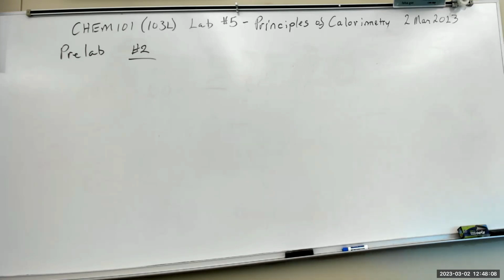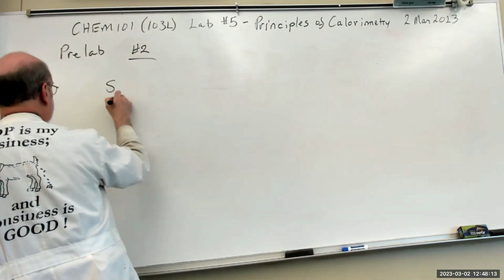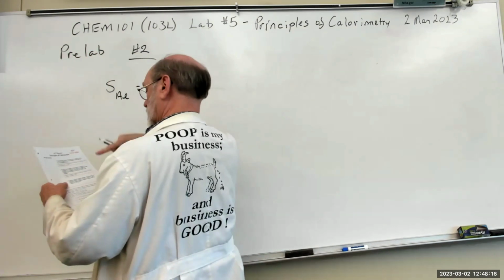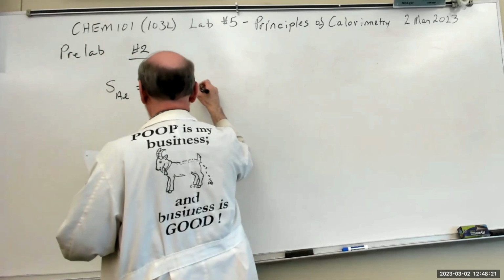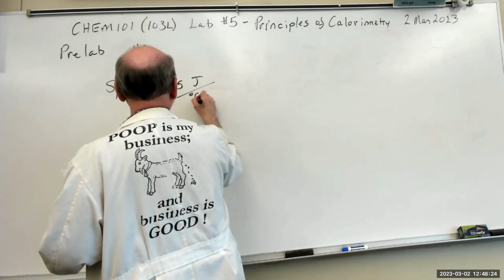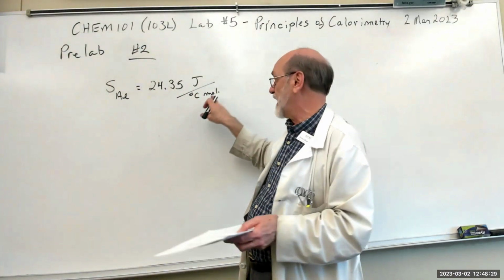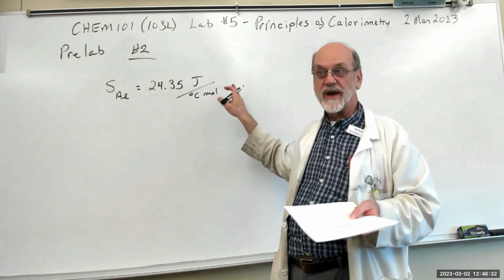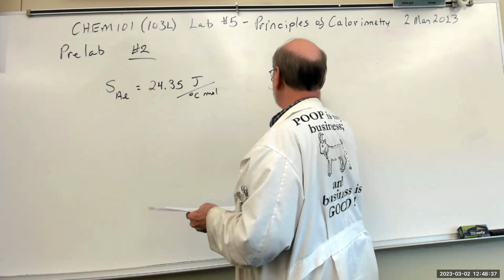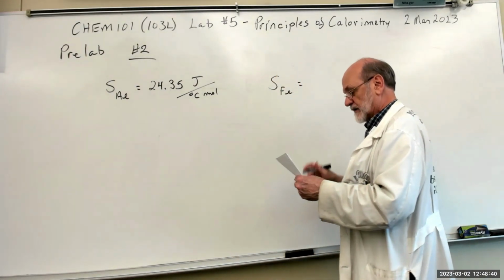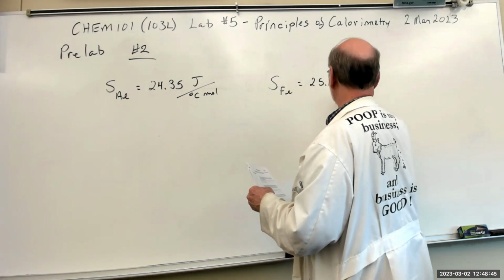The molar heat capacity of aluminum and iron are respectively. So the molar heat capacity of aluminum is 24.35 joules per degree C mole. And this is not specific heat capacity, this is molar heat capacity. If it was specific, there'd be grams there. And then for iron, the molar heat capacity is 25.10 joules per degree C mole.